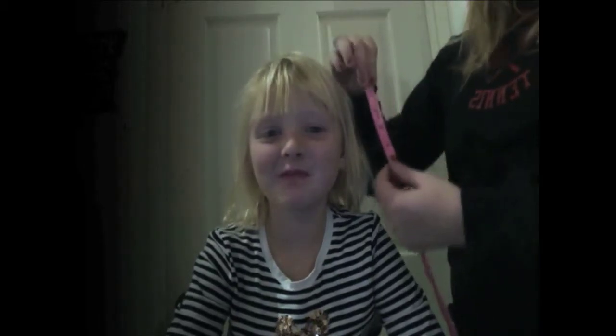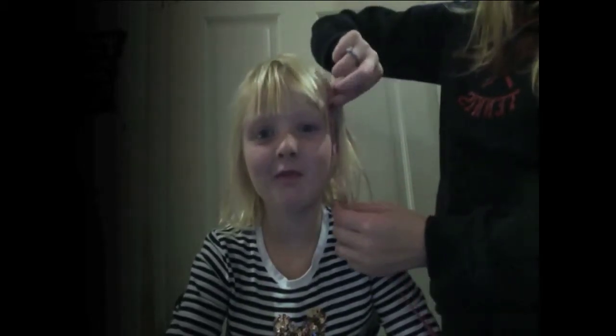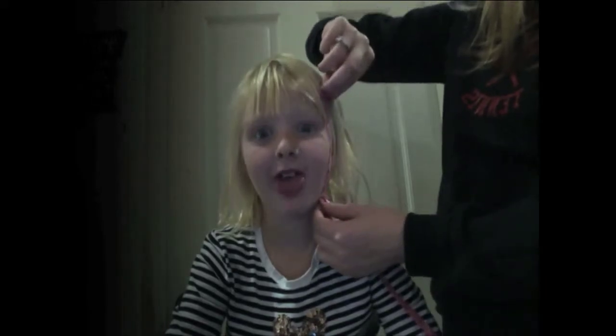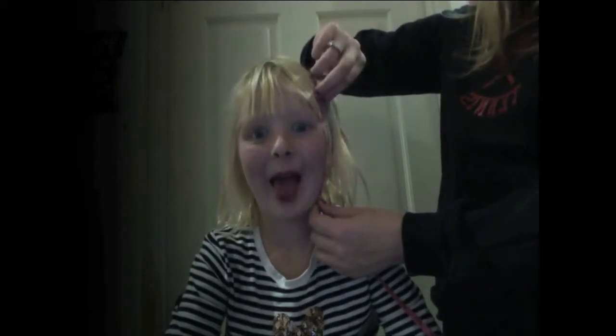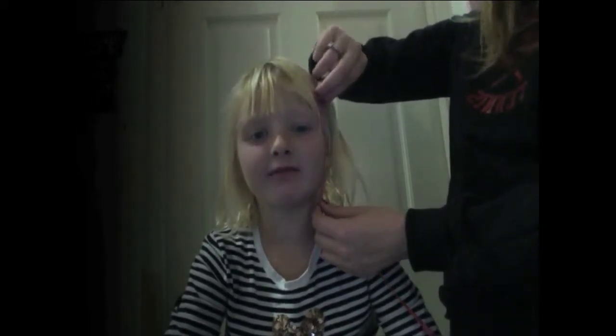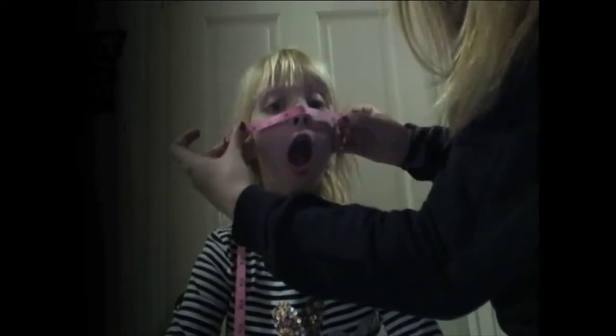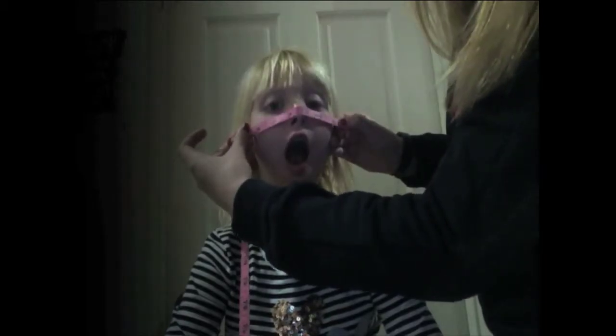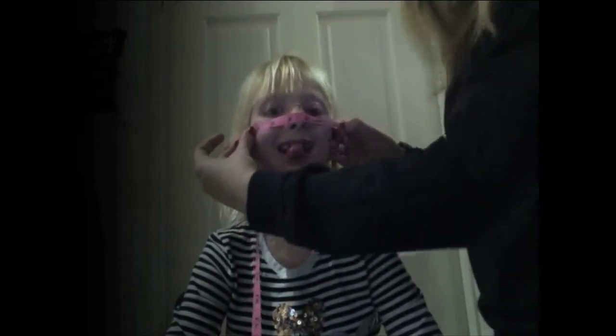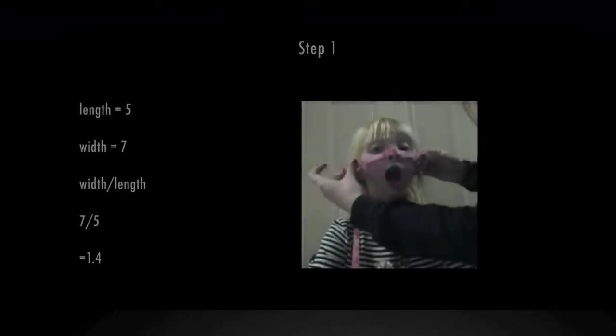The first measurement that we take is the length of the face. So the length of her face here is 5 inches on the dot. Then what we're going to do is take the width of the face. About 7 inches. So taking the two measurements that we have, the length being 5 and the width being 7, we divide them. So 7 divided by 5 for our first ratio, and we get 1.4.